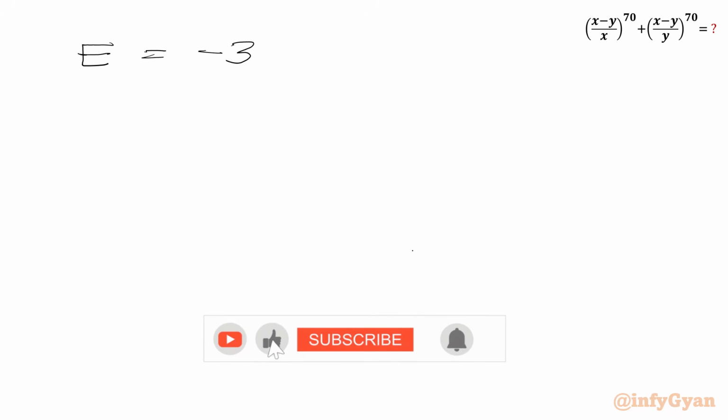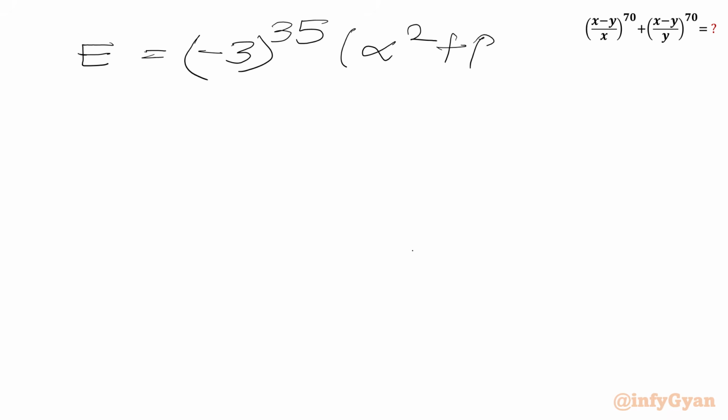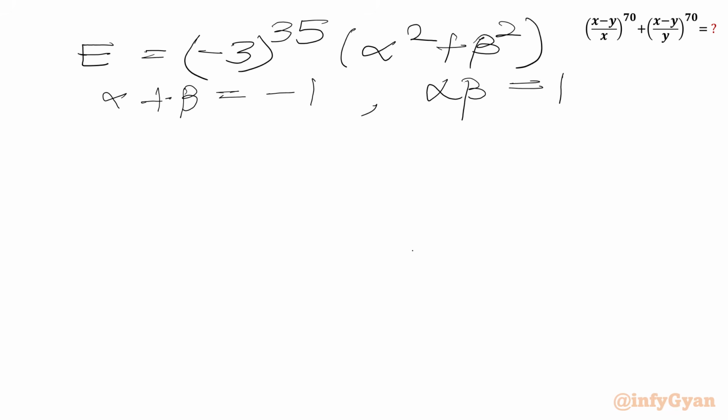minus 3 raised to the power 35 times alpha square plus beta square. Now we have two equations, alpha plus beta equals negative 1, and alpha times beta equals plus 1. So we'll be writing here E equal to minus 3 raised to the power 35.